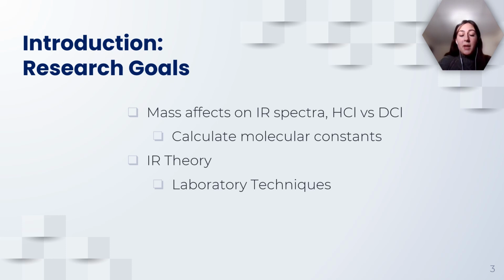In this experiment, the mass effects on IR spectra were studied using HCl and DCl. Deuterium is a heavy isotope of hydrogen, twice the mass and twice the fun, if you will. We calculated molecular constants from these spectra, which will be discussed in a moment. Additionally, IR theory was reviewed, a new laboratory technique learned, and IR has numerous applications outside of academic research, in addition to different analytical and physical chemistry laboratories.